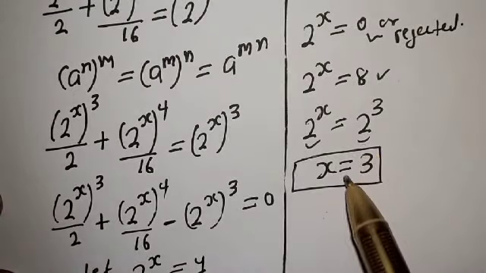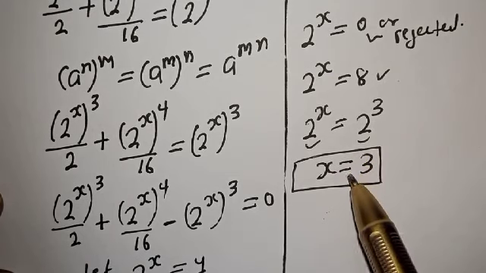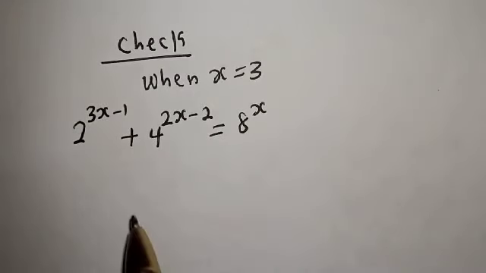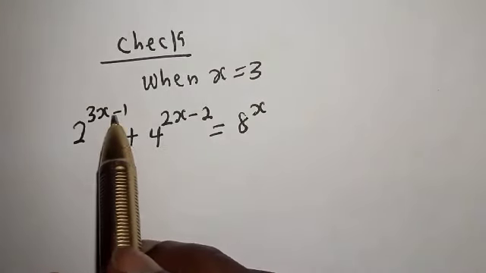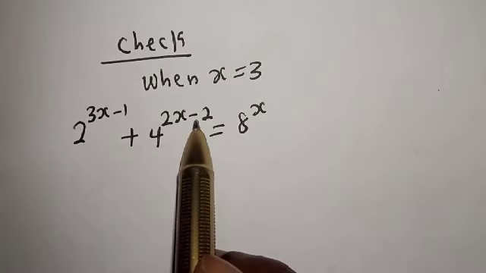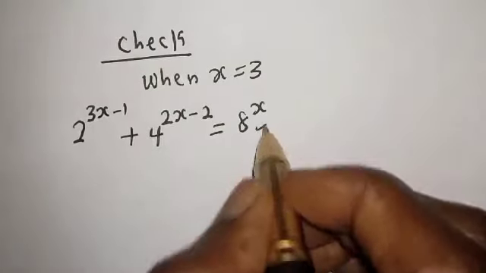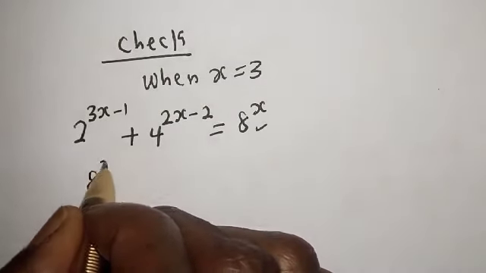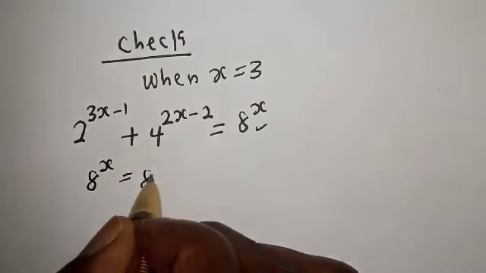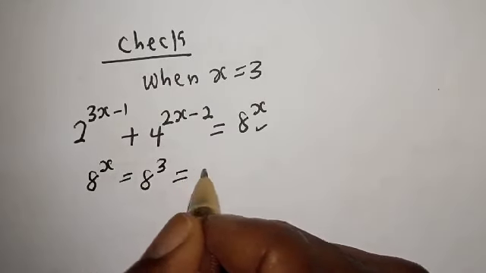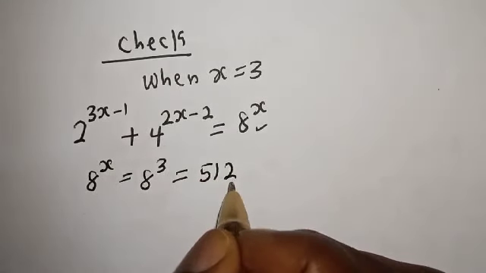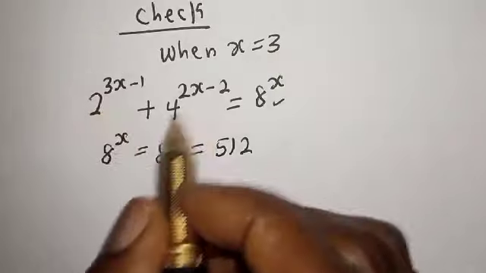We can check to confirm if our answer is right or wrong. Let's check. Here is the given equation: 2 raised to power 3x minus 1 plus 4 raised to power 2x minus 2 must be equal to 8 raised to power x. Let's consider this first. 8 raised to power x is equal to 8 raised to power 3. This is equal to 512. Now let's consider the left hand side.